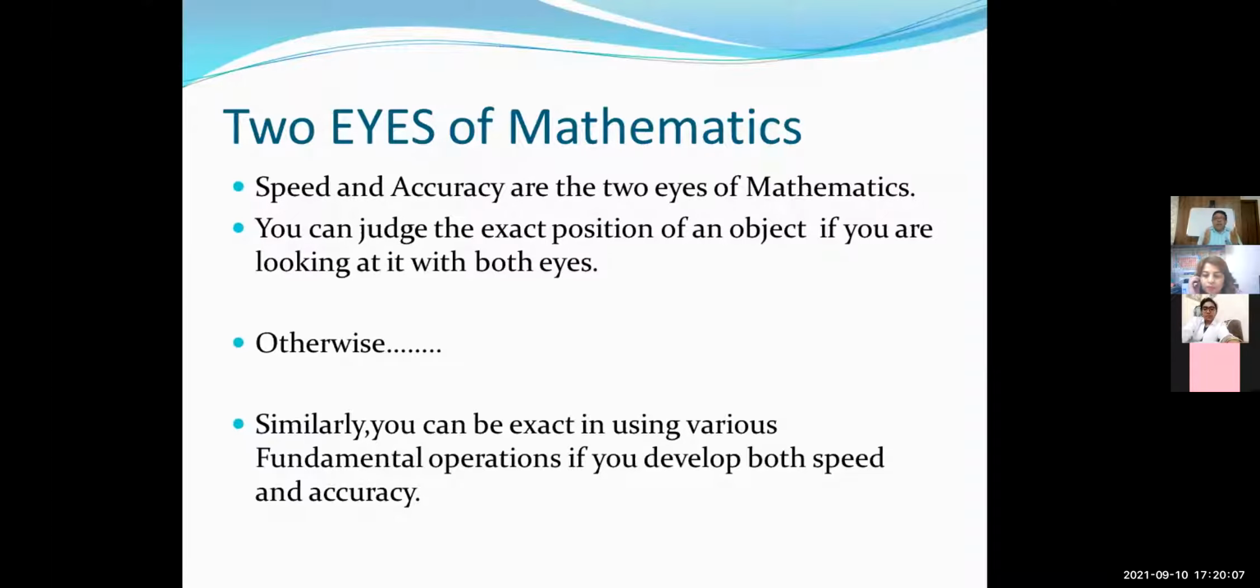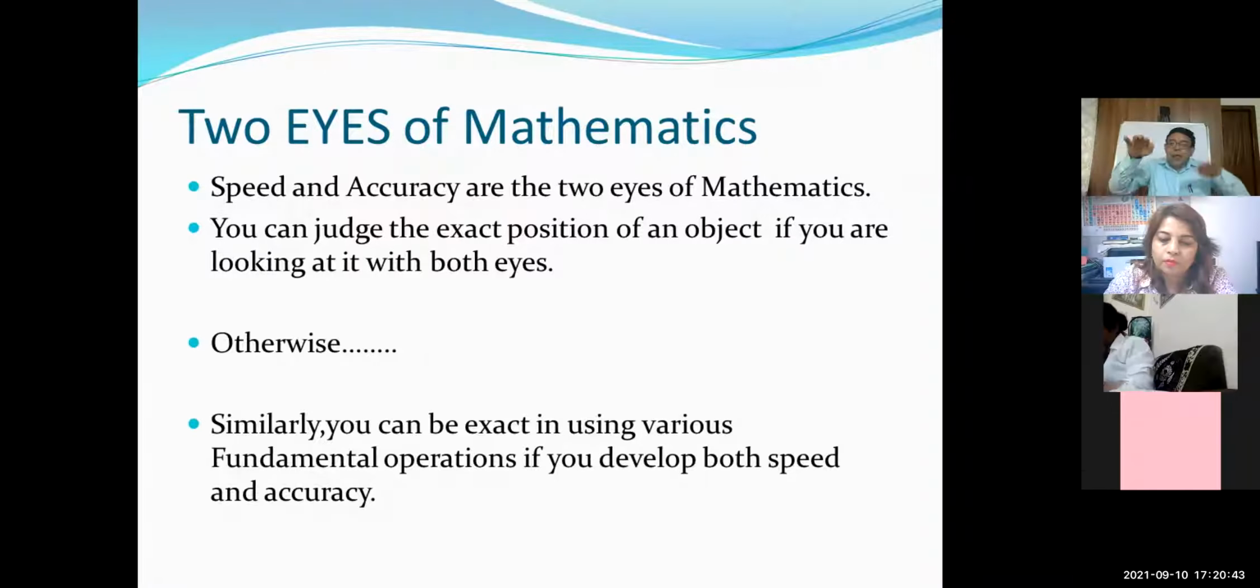Same way, mathematics has 2 eyes. The 2 eyes of mathematics are speed and accuracy. As you can judge things properly with 2 eyes, you can use the fundamental operations of addition, multiplication, division, and subtraction properly if you develop both speed and accuracy. Anyone who develops both harmoniously can excel in mathematics.